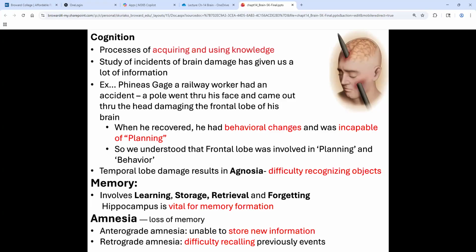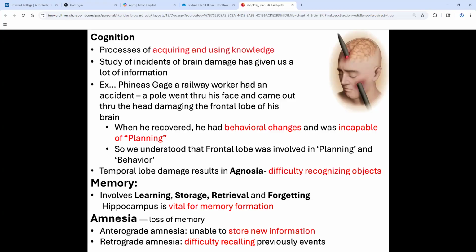This was a guy called Phineas Gage. He's a British guy. He was a railway worker. So he got an injury. This big pole went straight through his face, came out through his brain. And actually, he walked to the hospital. He was actually conscious. He walked to the hospital. They took it out. And they understood that the frontal lobe, because it's coming through here and coming out here, so the frontal lobe was damaged.